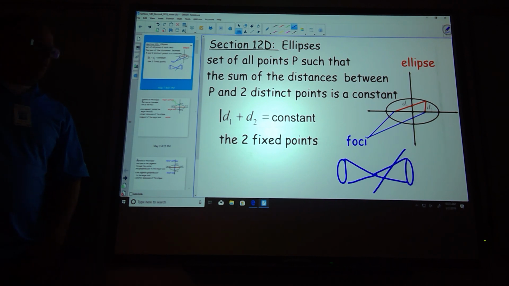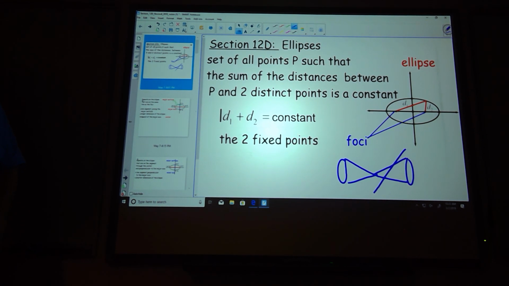One thing ellipses have is these little foci, which is just a point that is an equal distance from the center of it.